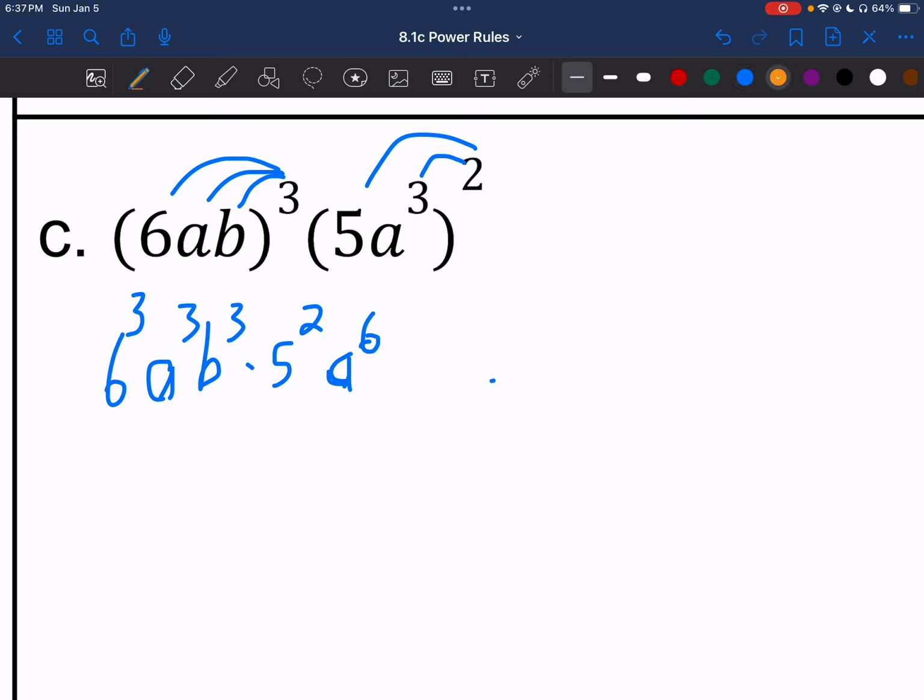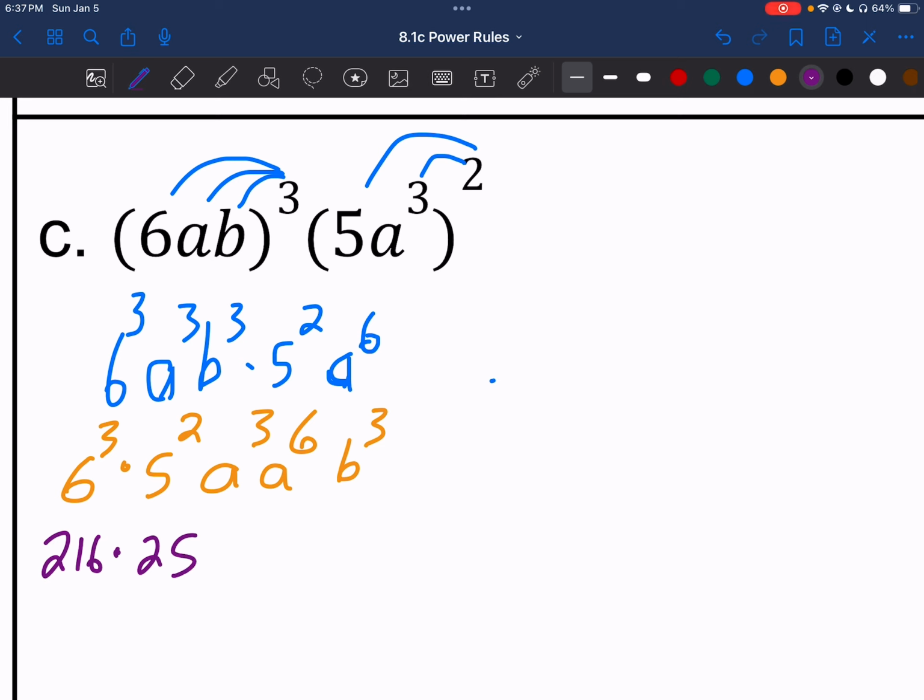All right, group our terms together. So we have a 6 to the 3rd, we have a 5 squared, we have an a to the 3rd, an a to the 6th, and a b to the 3rd. So 6 to the 3rd is going to be 216. 5 squared is 25. We have the base of a, and it's going to be 3 plus 6 is 9. And we have a b to the 3rd power.